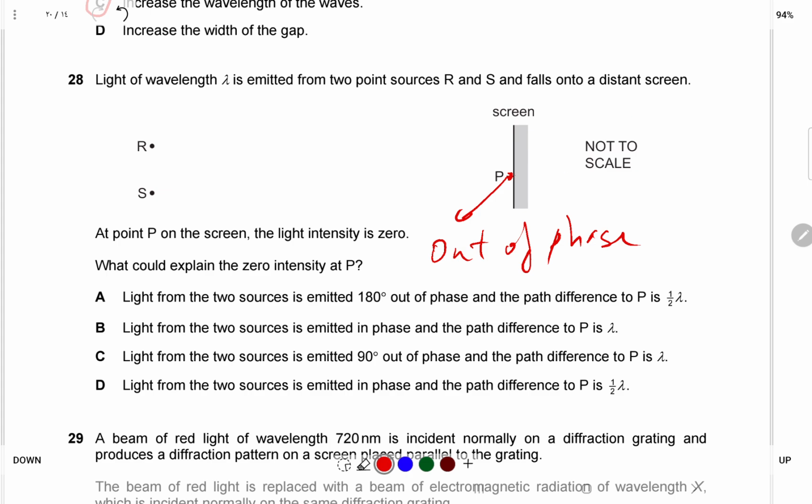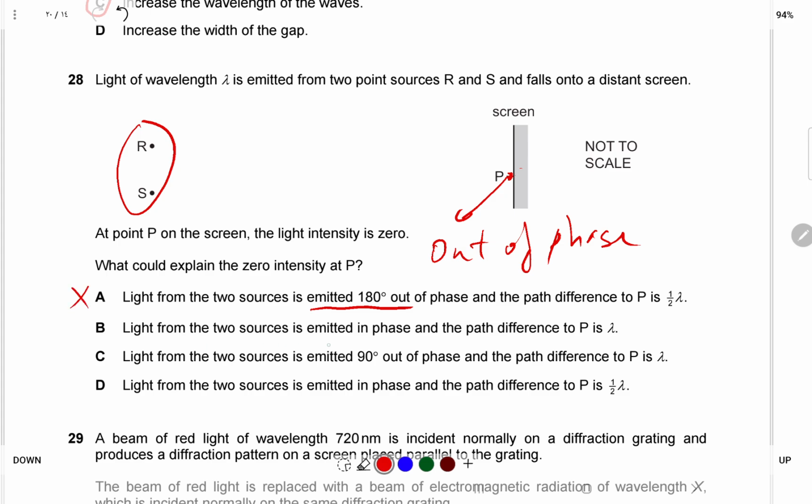So let's see the options. Light from the two sources is emitted 180 degrees out of phase, and the path difference to P is half lambda. Since they are emitted initially out of phase here, and the path difference is half lambda here, this means they will meet in phase at P, so this option is incorrect.